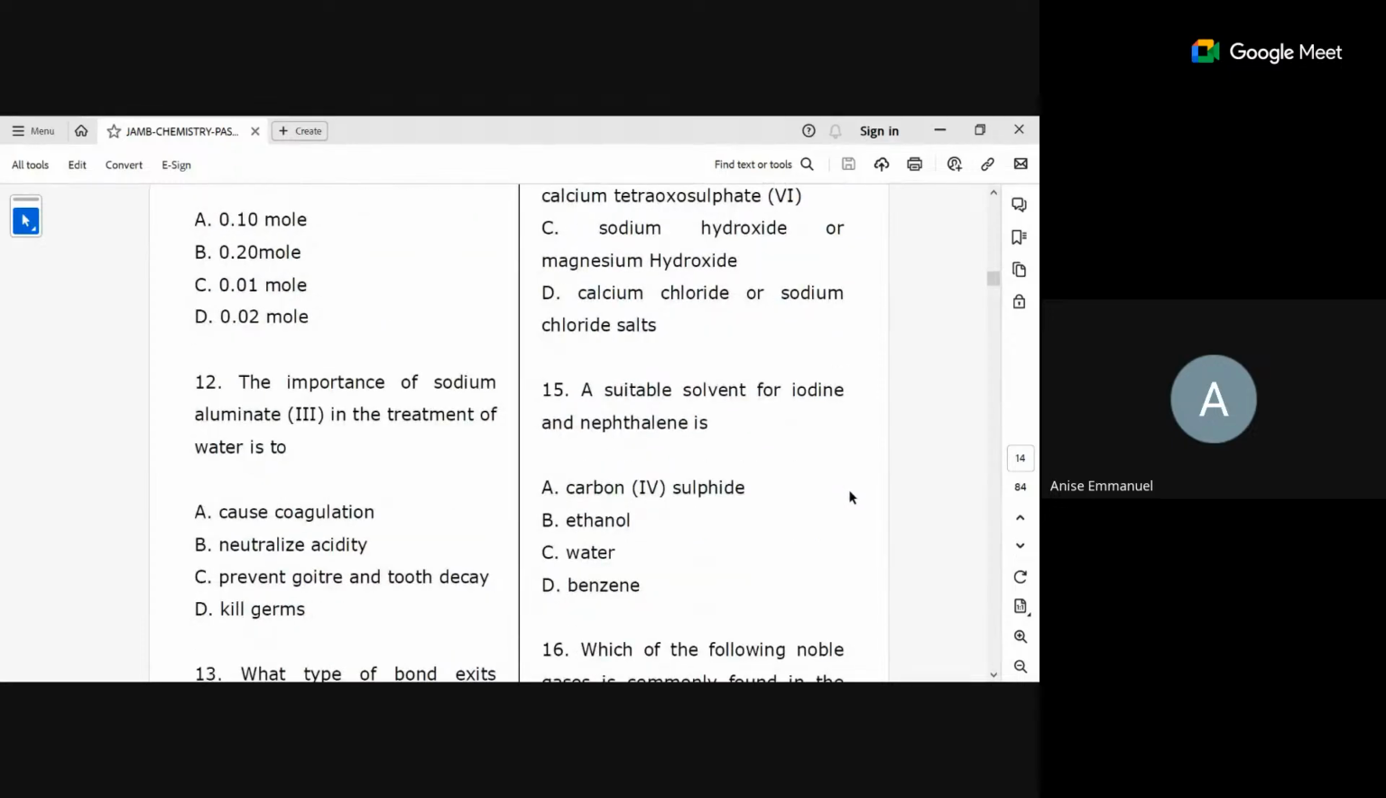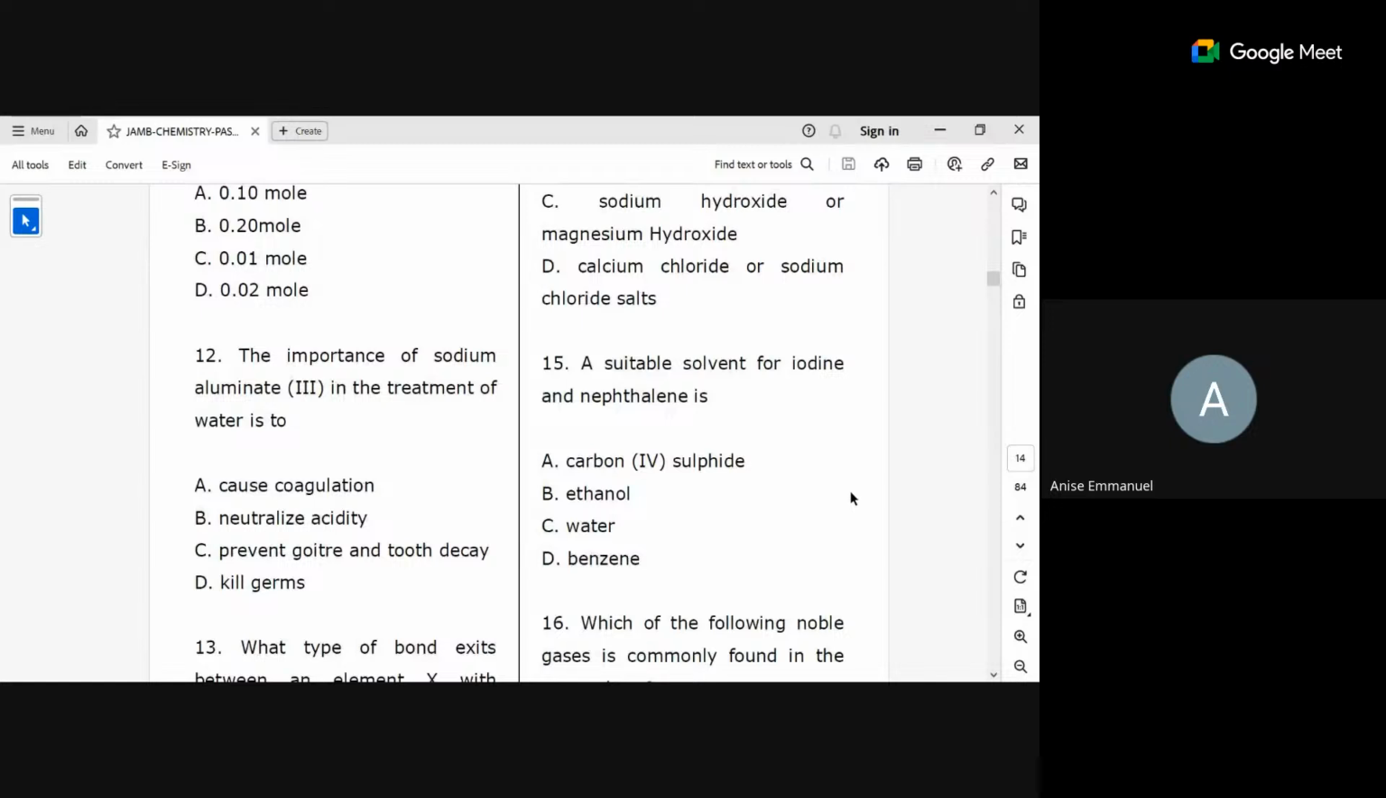Number 15 says a suitable solvent for iodine and naphthalene is what? Now, what is the universal solvent? I believe every one of us knows the universal solvent is water. What is a solvent? A solvent is what we use to dissolve a solute. Simple. We know that one. Glory be to God.